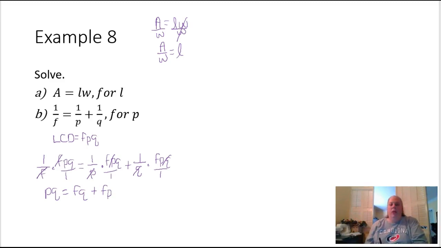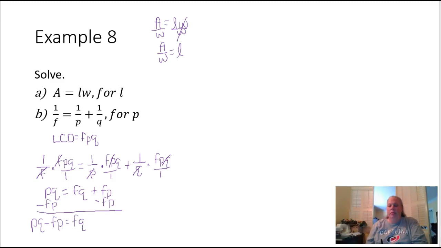All right. Now, remember what I'm doing. I'm trying to solve for P. So I'm going to take all the terms that have a P and move them to the same side of the equal sign. Now, this one has a P in it, so I'm going to leave it there. This one has a P in it, so I'm going to move it over here to this side of the equation. The FQ does not have a P, so I'm going to leave it where it is. These two are not like terms, so we have P times Q minus F times P equal to F times Q.